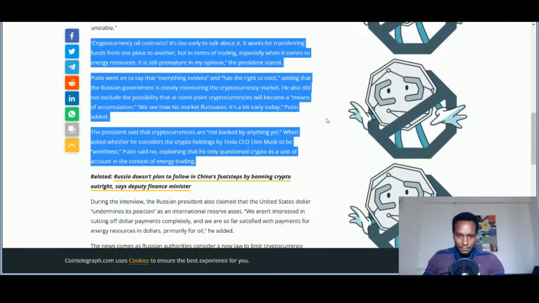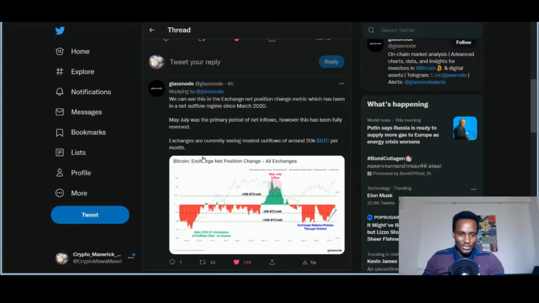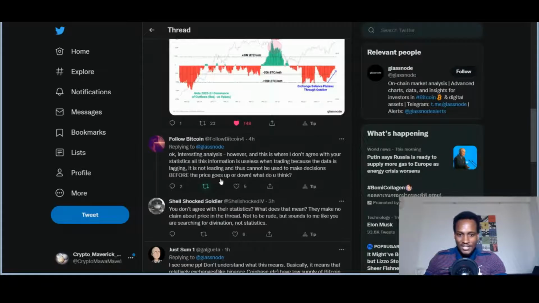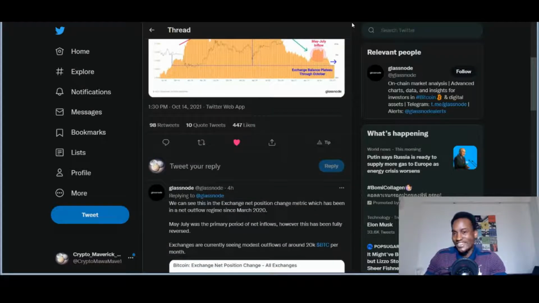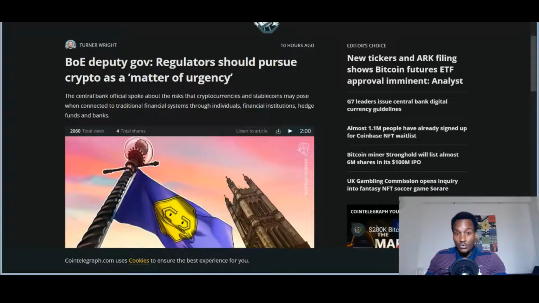But yeah, I found this pretty interesting, though there was a counter tweet from someone here. "Okay, so interesting analysis. However, this is where I don't agree with your statistics. All this information is useless when trading because the data is lagging. It's not leading and thus cannot be used to make decisions before the price goes up or down." Of course, there are many arguments that can be made about anything said about any price of any cryptocurrency. Yeah, because this market is still too young. It's still very small. It's still very volatile. Most cryptocurrencies can easily be moved around by whales that have a huge sum of money or investment in those digital currencies.